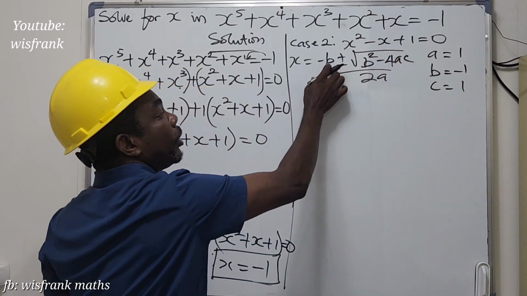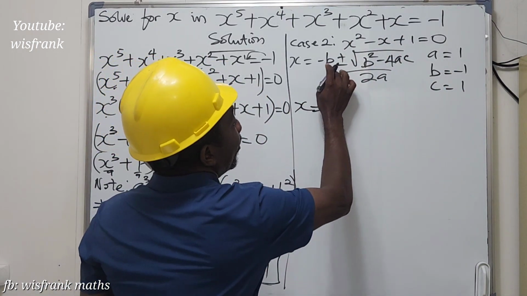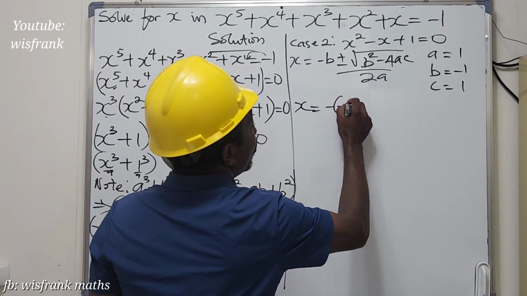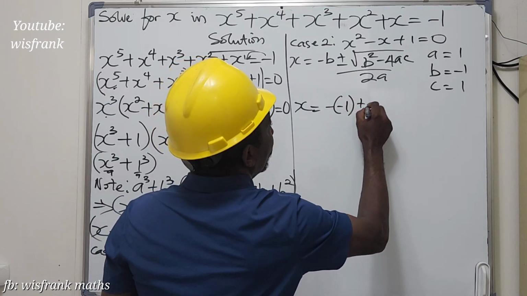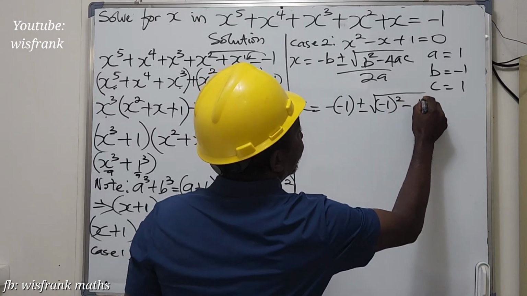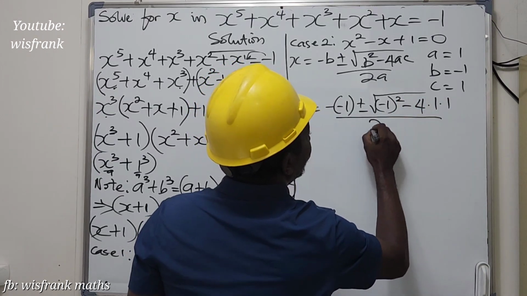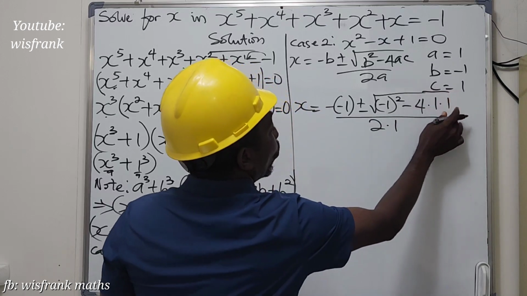Substituting this parameter into the quadratic formula, we have x equals minus b, which is minus minus 1, plus or minus the square root of minus 1 all to the power of 2 minus 4 times 1 times c, which is 1, all over 2 times 1. So this is what we have.